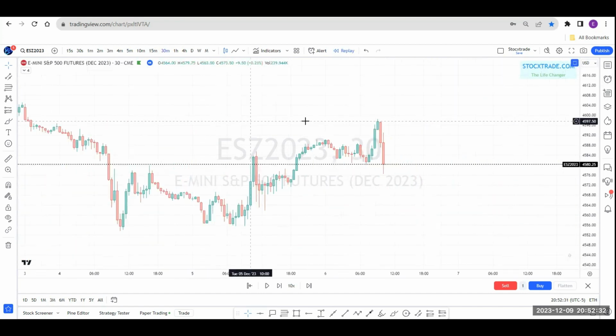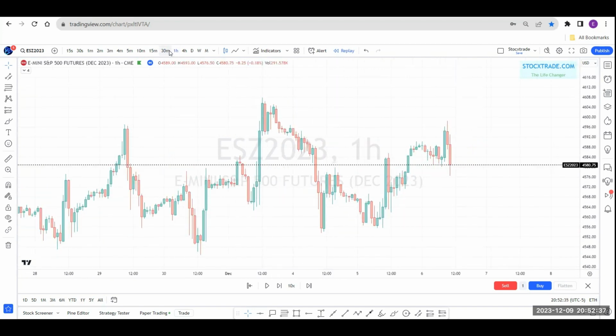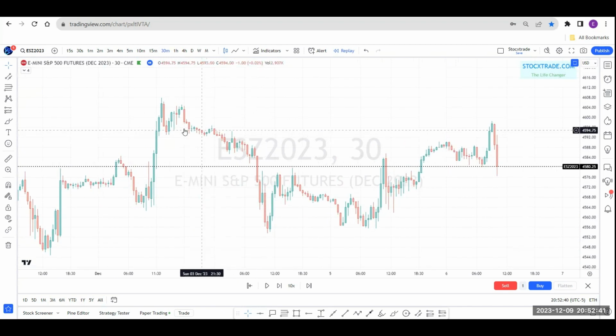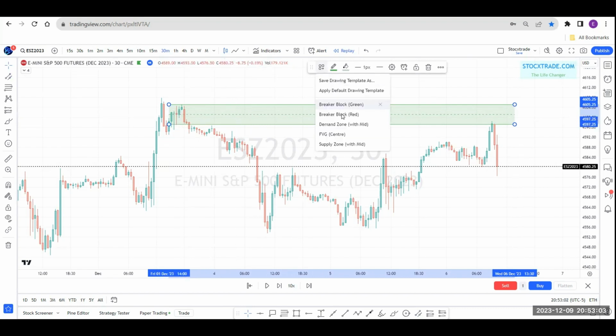Let me tell you. This is your 30 minutes. Let's shift to 1 hour. Where is your last retested candle? This is your last candle. This is your supply zone. But where is the retest? The retest is here, right? So this zone is your supply zone from the high down to the base candle. If you see the base candle, this one, this will be my supply zone.